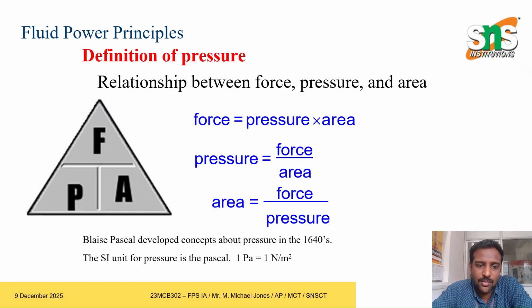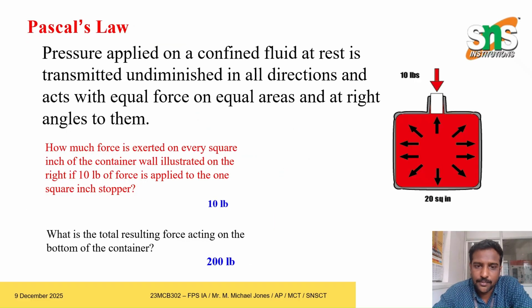This concept was developed by Blaise Pascal in the 1640s, and the SI unit for pressure is the Pascal. From the name of the inventor we have coined the name Pascal. The mathematical expression is given here: 1 Pascal is equal to 1 Newton per meter square.